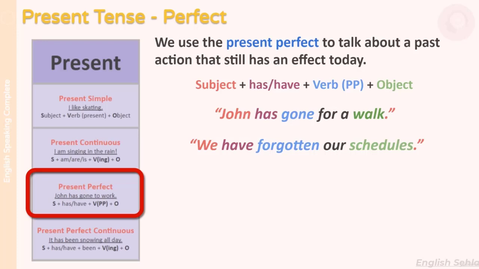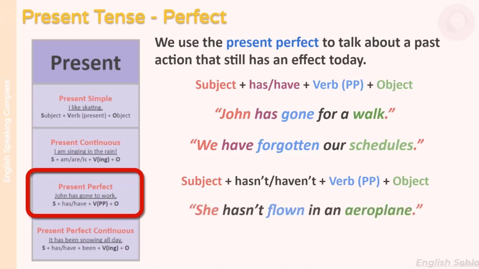Okay, so how can I use this in negative sentences? So subject plus hasn't or haven't, of course, contractions of has not, have not, plus past participle plus the object. Let's look at an example. She hasn't flown in an airplane. Aeroplane even. She hasn't flown in an aeroplane. So she's never at any point in the past been in a plane. The effect is maybe, there could be a few. She's nervous. She's excited, possibly as well.